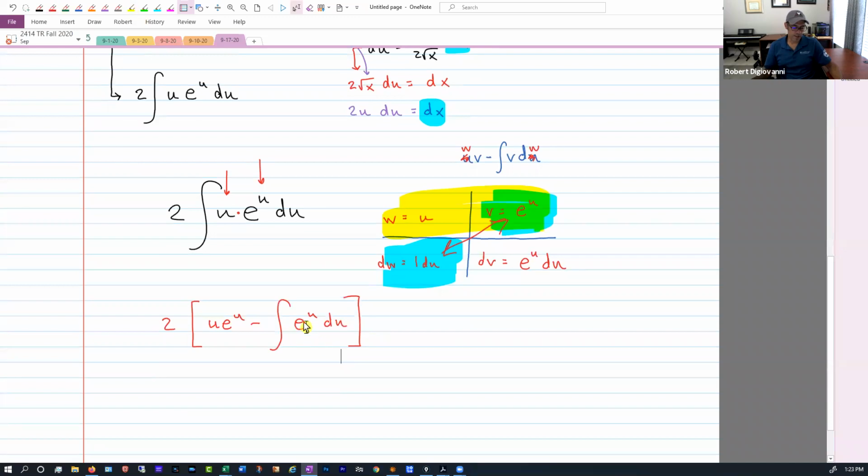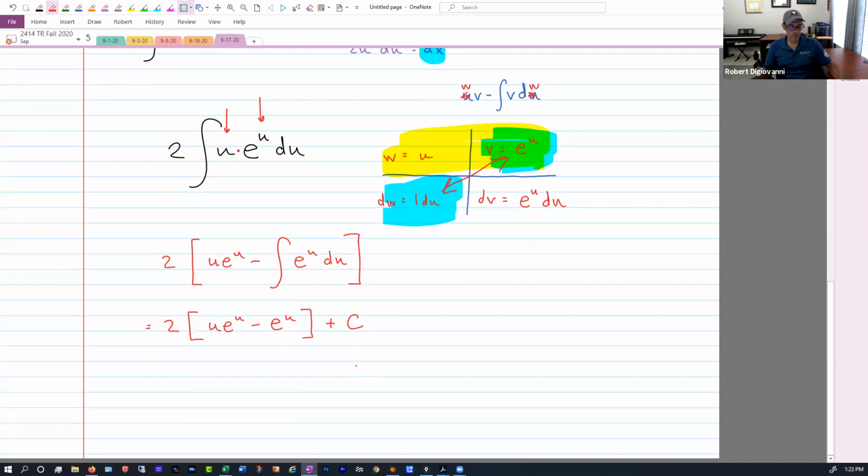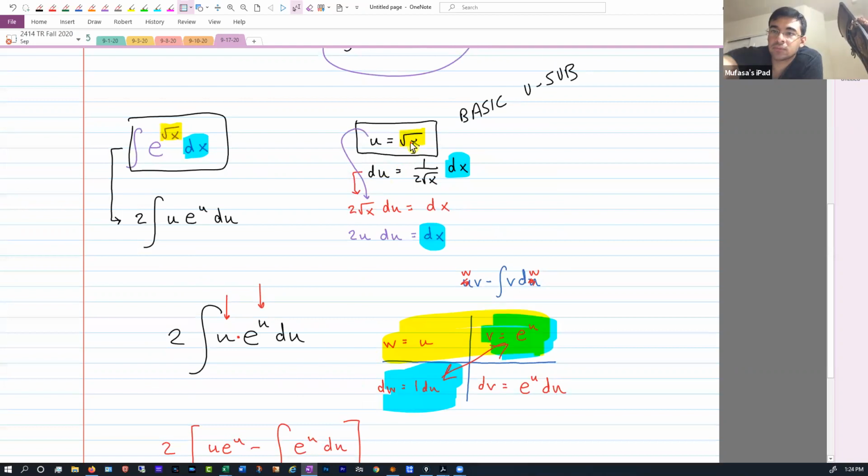And the antiderivative of e to the u du is just e to the u again. So we have 2 u e to the u minus e to the u plus some constant. And we're almost there. We're going to distribute the 2 through, and then we're going to replace all of our u's with what? What was u? Square root of x. Root x, okay?